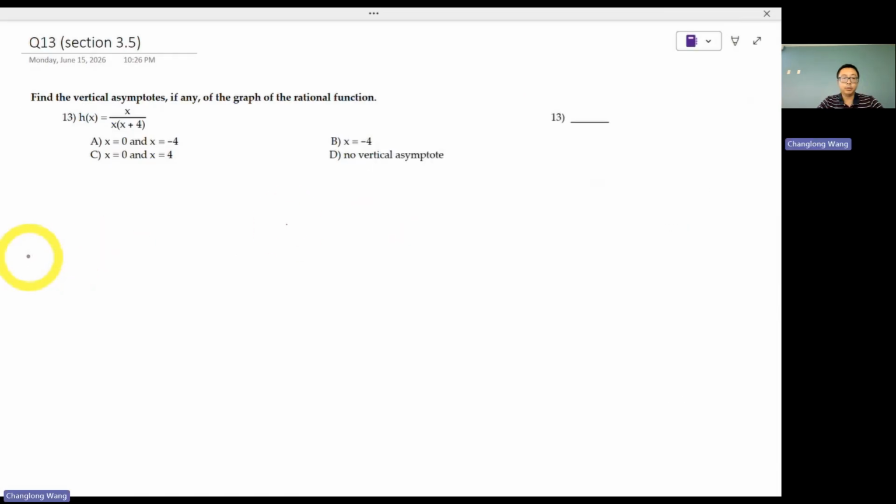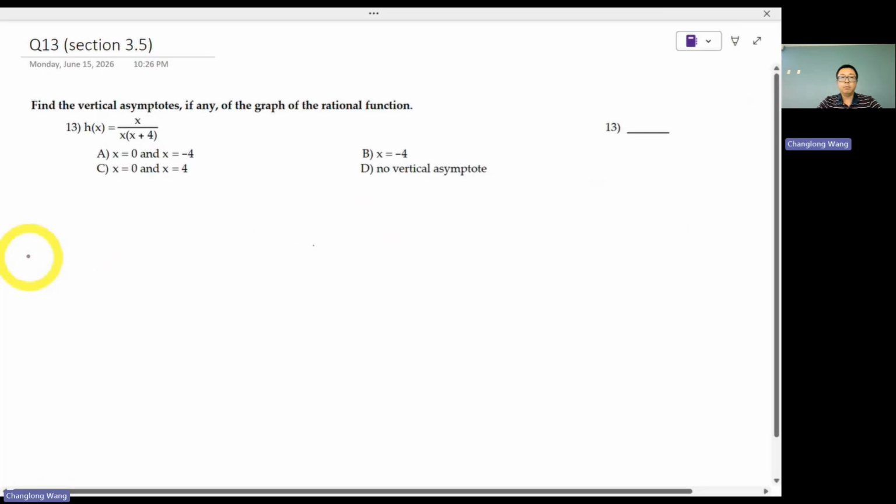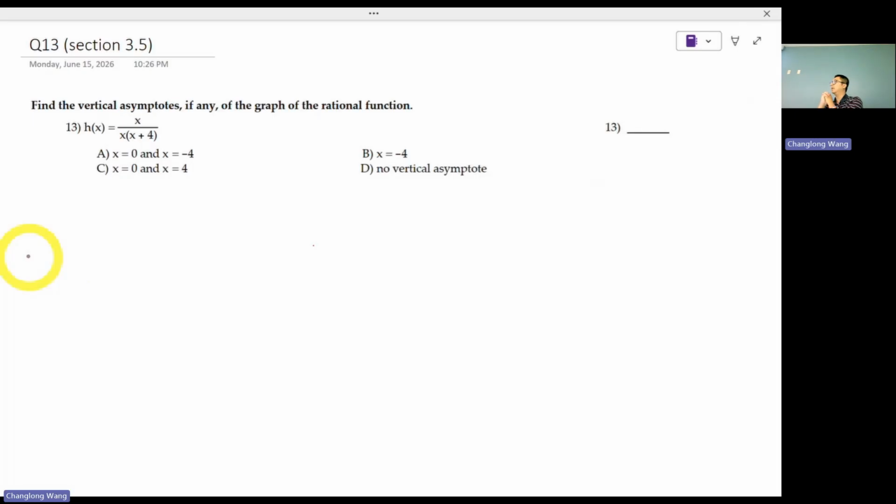Now, number 13. For 13, I think a lot of students had a little issue in our second test. So the questions might come like that, asking for the vertical asymptotes, or it may be asking for the domain, right? In this case, it was asking for the vertical asymptote. So why don't you guys think about that for a brief moment, and let me know which one you feel like picking.